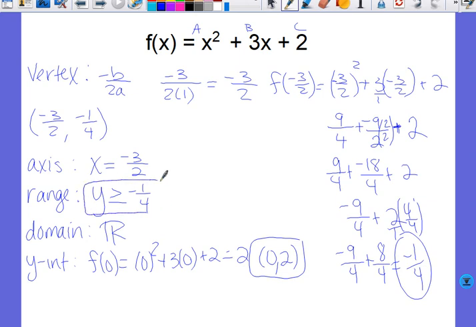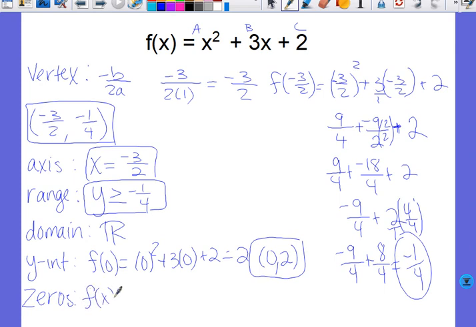Next up would be my zeros. And I will do that by setting my function equal to 0. So let's take a gander up here. And we have x squared plus 3x plus 2 equals 0. Break that on down there.